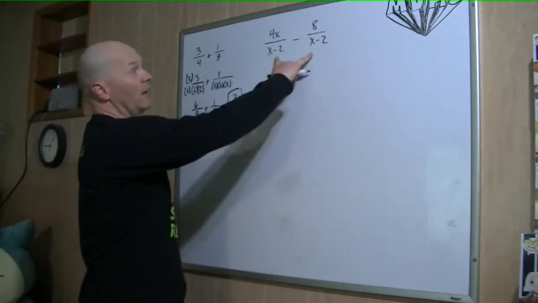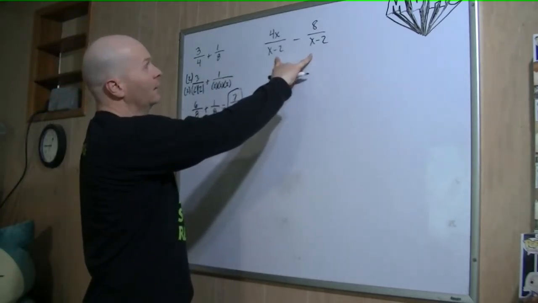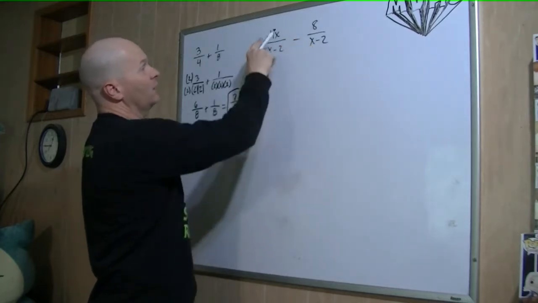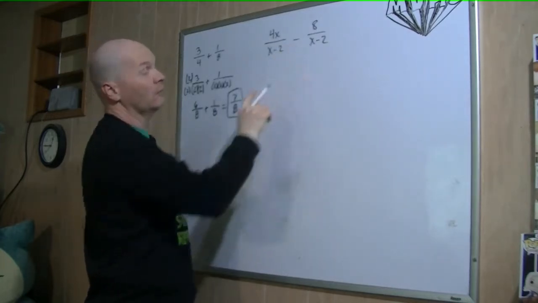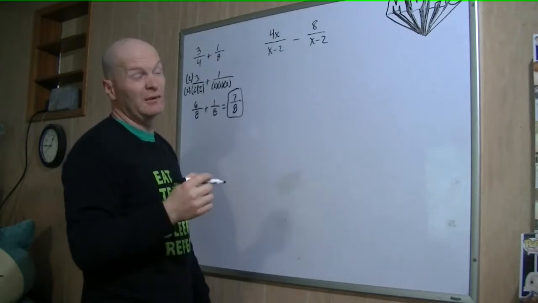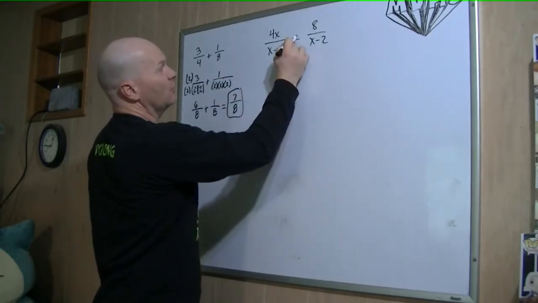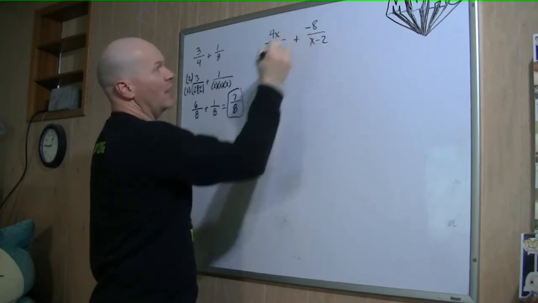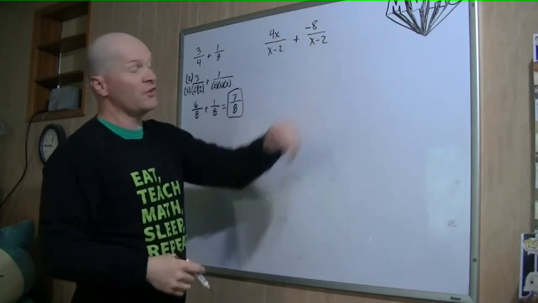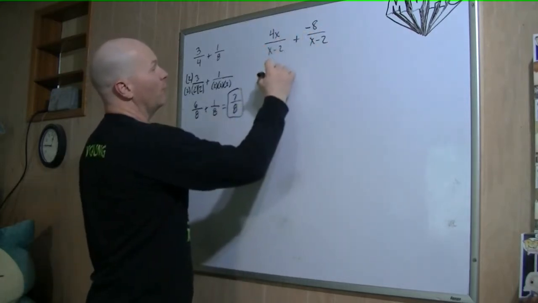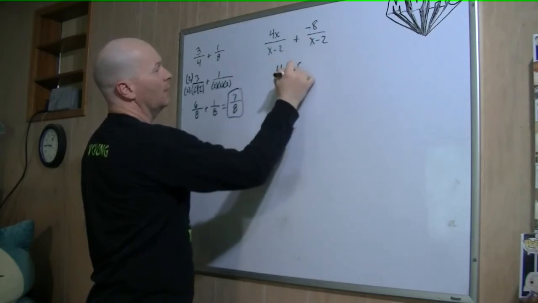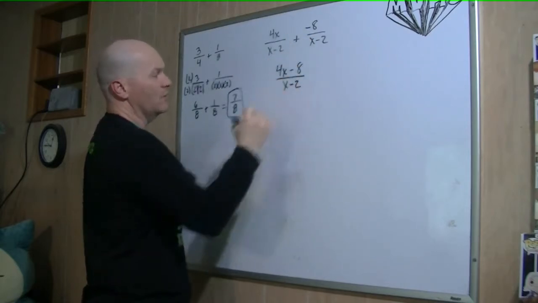This one, though, if you look at it, they already have the same denominator. So now we can just add the tops. Well, this is a subtraction. Remember my suggestion last chapter, I think, was if you get a subtraction, change it to a plus and change the sign in front of everything on the second one. So now it's 4x minus 8 over x minus 2.